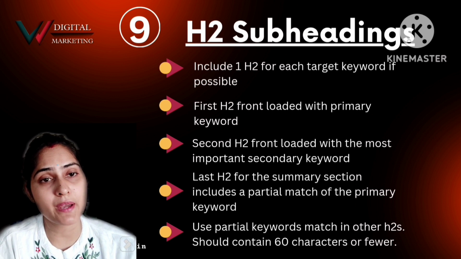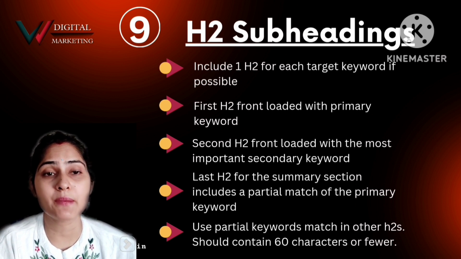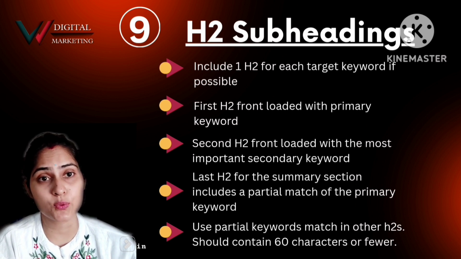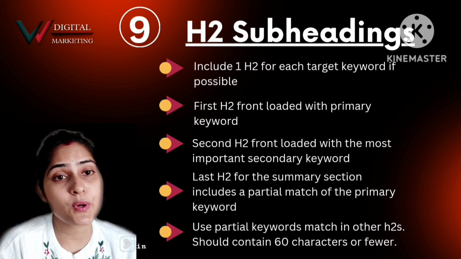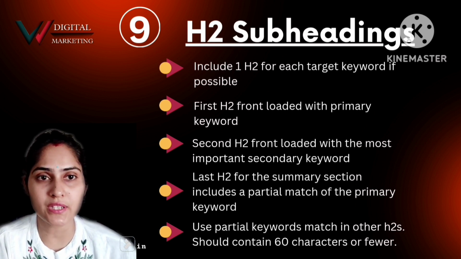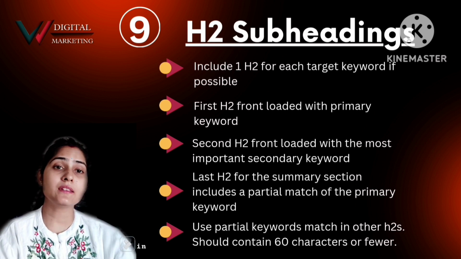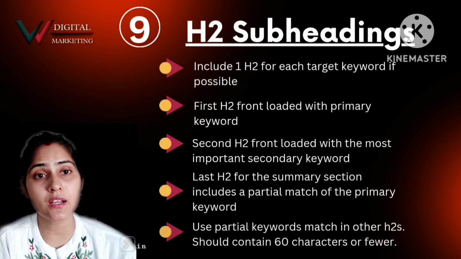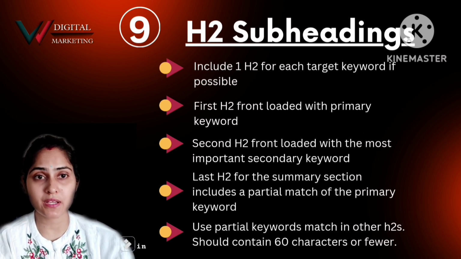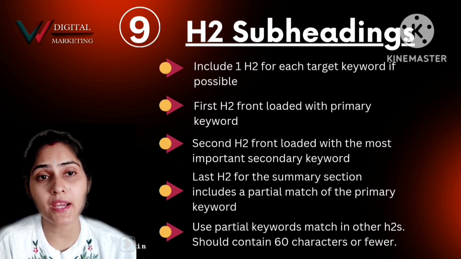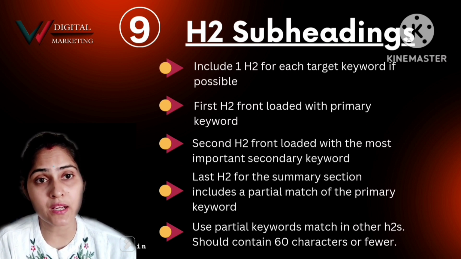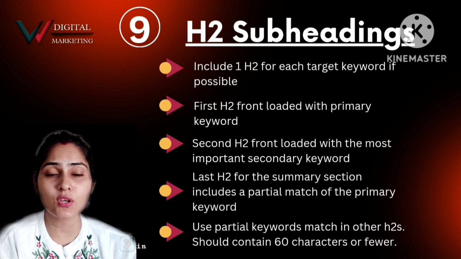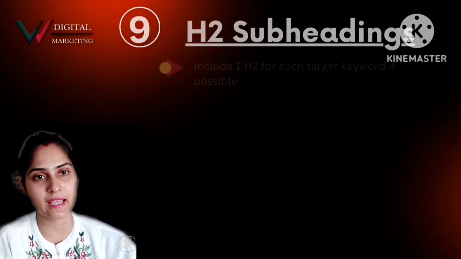The first H2 subheading should contain the primary keyword in the front. The second H2 subheading should include the most important secondary keyword in the beginning. Then the last H2 subheading, that is for the summary section, should include a partial match of the primary keyword. This partial match of the primary keyword should be included in all the subheadings and it should be 60 characters or fewer.